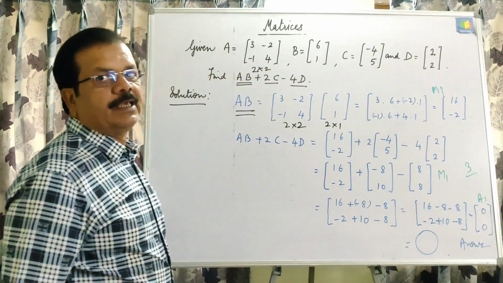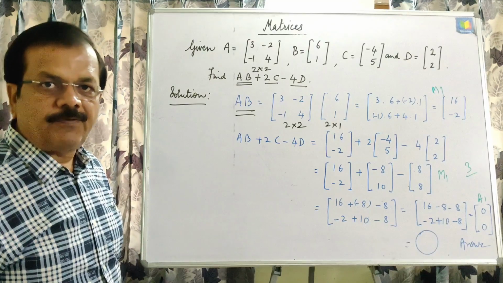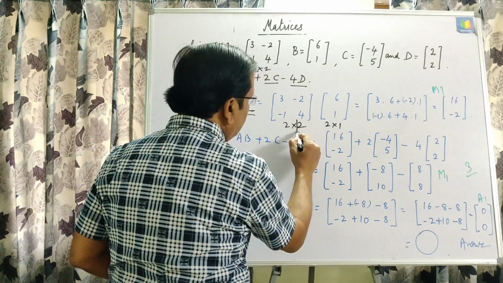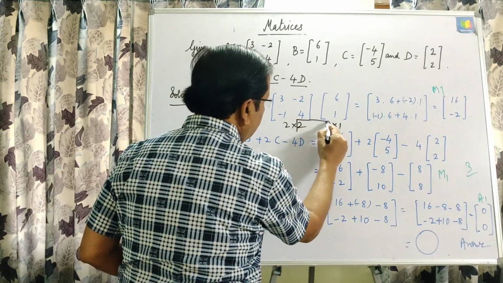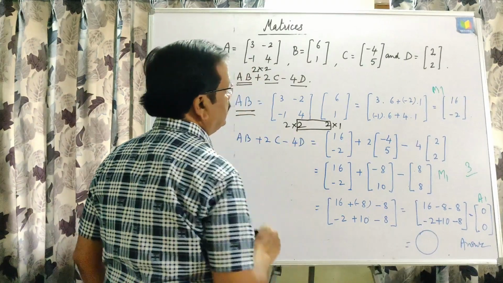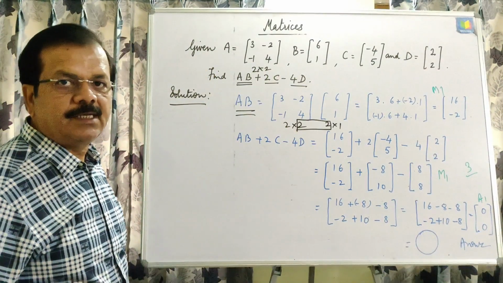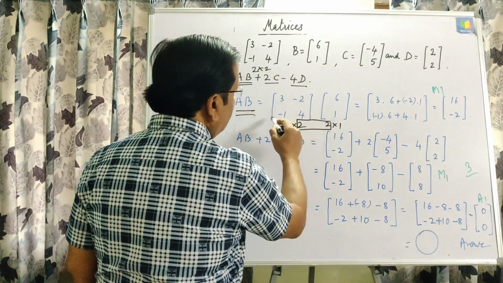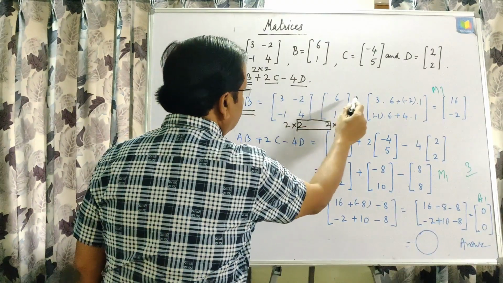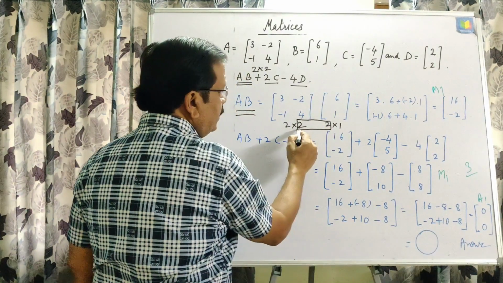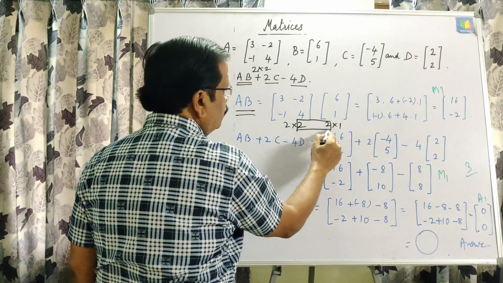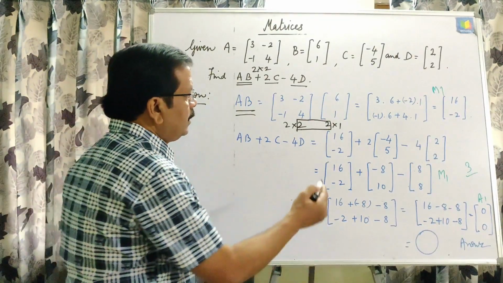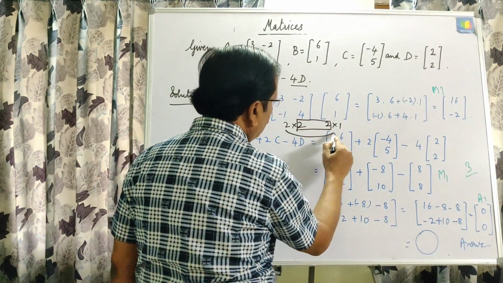Now in multiplication of matrices, we are able to multiply two matrices if the number of columns in the first matrix is the same as the number of rows in the second matrix. If this happens, then only you can multiply. See the order: first 2 cross 2, then this is 2 rows and 1 column. You can see this column count 2 and this row count 2 are equal, so we can multiply. And after multiplication, the order will be 2 cross 1.